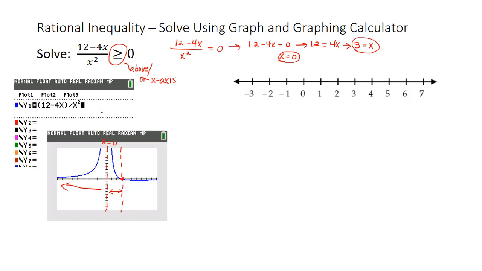And so my interval would be from negative infinity to 0, which I cannot include because it's a vertical asymptote there, the function's undefined, union 0 to 3, which I can include because I'm permitted to be equal to 0 in my solution set.